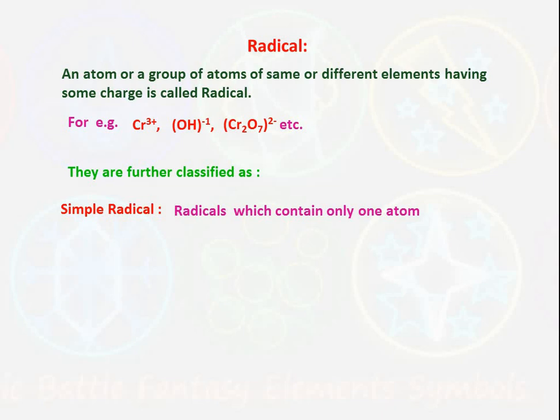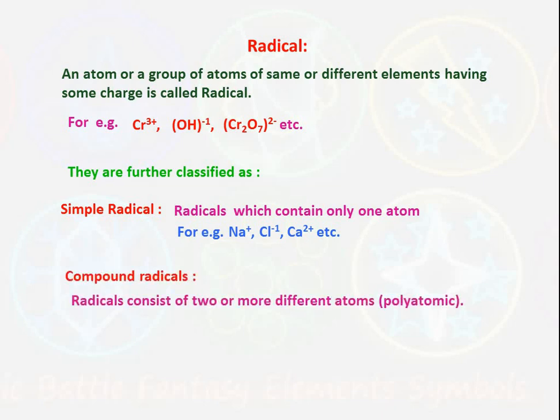Simple radicals means the radicals which contain only one atom in them. For example, Na positive, Cl negative, Ca2 positive, all of them have a single atom. Either they have a negative charge or a positive charge, it doesn't matter, but if they contain only one element or one atom, they are called simple radicals. Compound radicals means radicals having a charge over them, either positive or negative, but consisting of more than one type of atom. For example, SO4 minus 2, CO3 minus 2, etc.